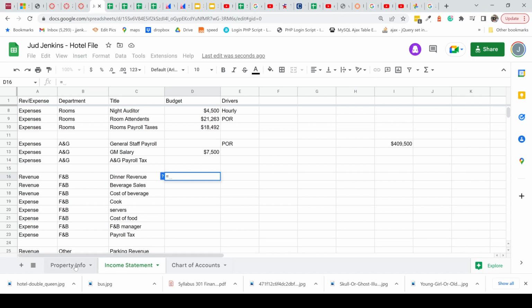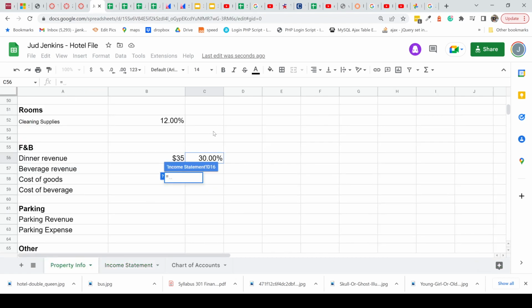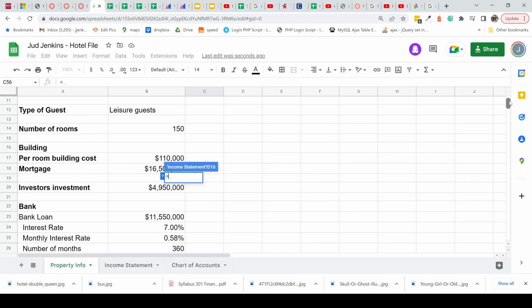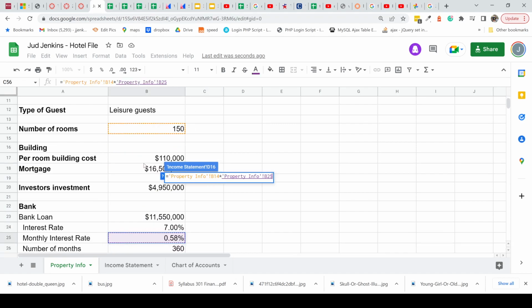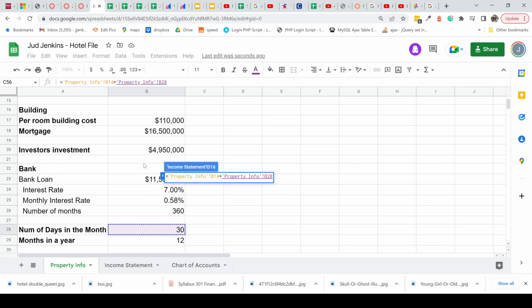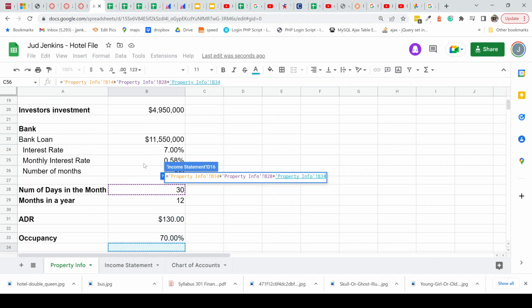So I'm going to get the number of people in the rooms. So I'm going to go number of rooms times the day of the month, right? Times my occupancy, right? So that's my number of rooms I can sell.